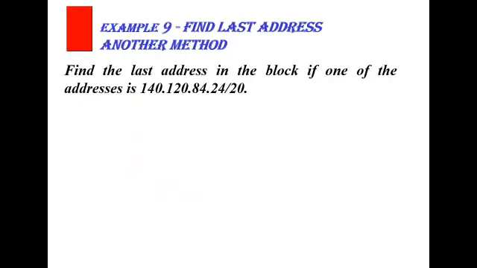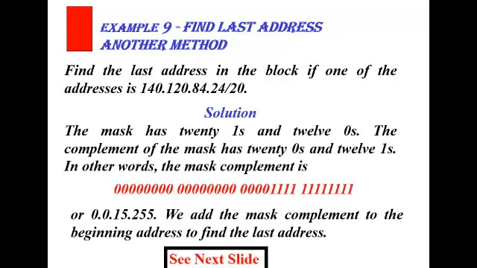Now one more method is there: find the last address in the block if one of the addresses is given. Suppose a random address is given here and you have to find out the last address. So the solution is very simple. Now if you see the prefix part, which is 20, we can also say it is the mask of the CIDR notation address. So in this case, the mask has 20 ones and 12 zeros, total 32, right?